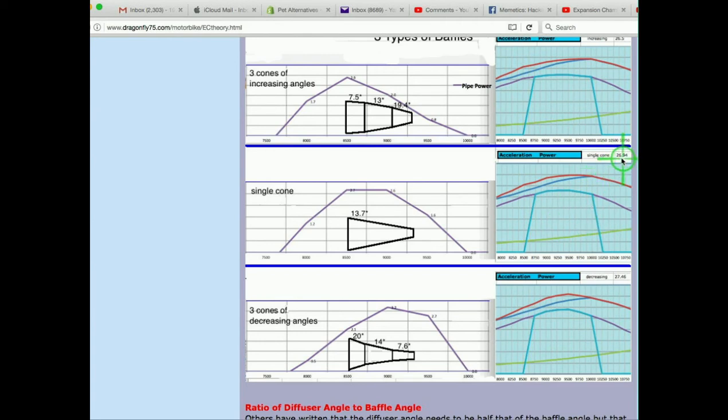Right here, if you look, I've got a note of what the average of the power is from the beginning to the end of each one of these. And this one is 26.5. This one is 26.94. And this is 27.46.